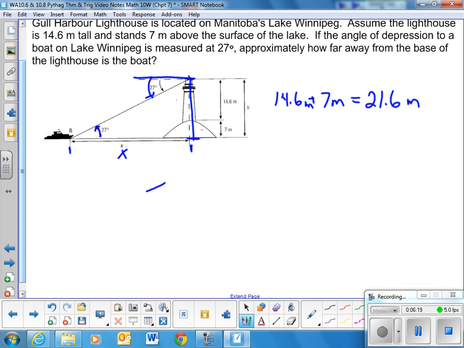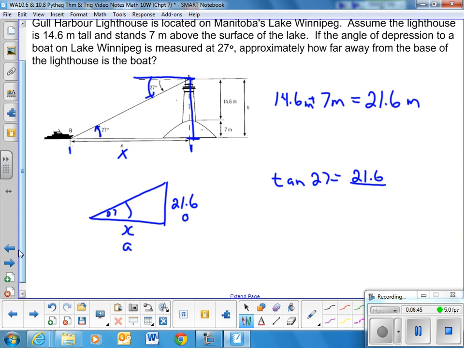If I redraw our triangle, it might be a little easier to see. So we have an angle in here of 27. We're looking for this distance to the boat, and this side is 21.6. For this angle, this is our opposite side and our adjacent side. So again, we're going to use tangent. So the tangent of 27 is equal to the opposite side, or 21.6, divided by the adjacent side, which is x.